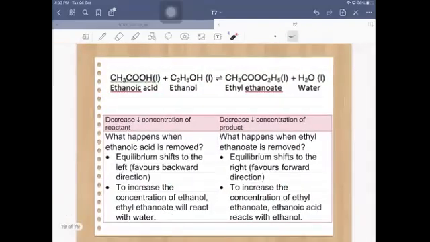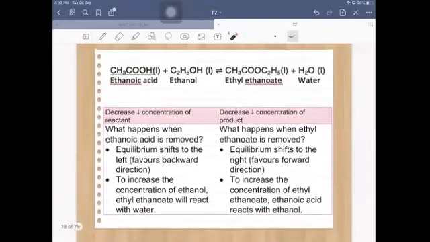Okay, moving on. What if now we do decreasing? What happens when ethanoic acid is decreased or removed? That means this concentration goes down. Le Chatelier's principle said that, well, if my concentration is going down, I need to bring it back up. What's a way to increase the concentration of ethanoic acid is by producing it. So that means ethyl ethanoate needs to react with water to produce more ethanoic acid and ethanol.